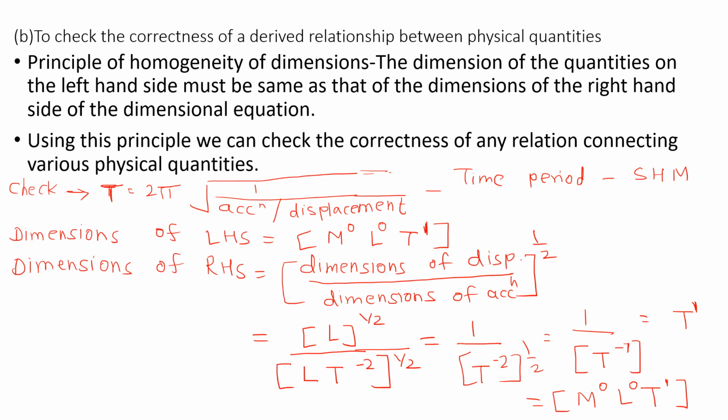So the dimensions on the right hand side come out to be the same as the dimensions of the left hand side. So this is how we are checking that this equation for the time period of simple harmonic motion is correct by using the principle of homogeneity of dimensions.